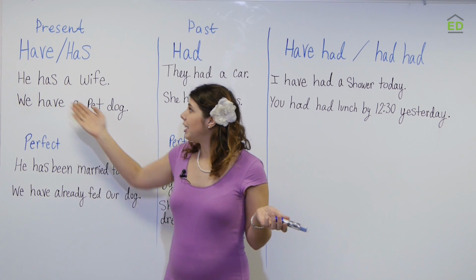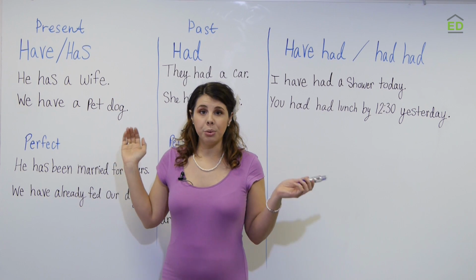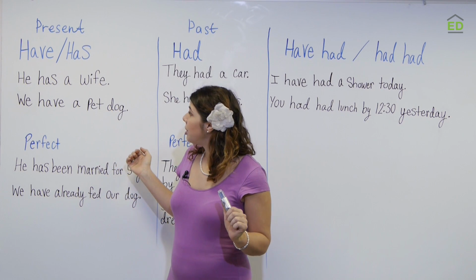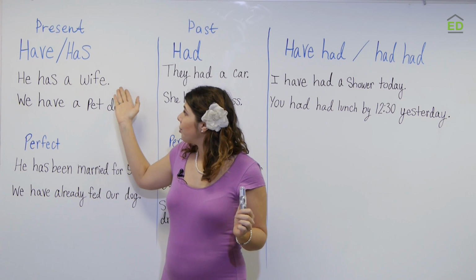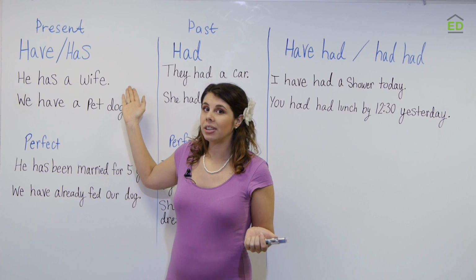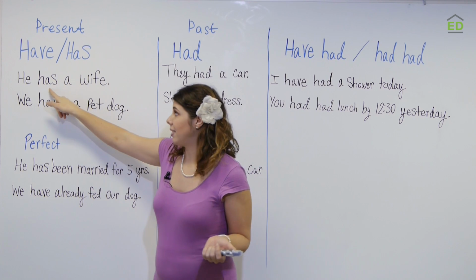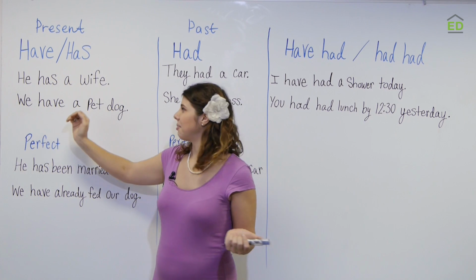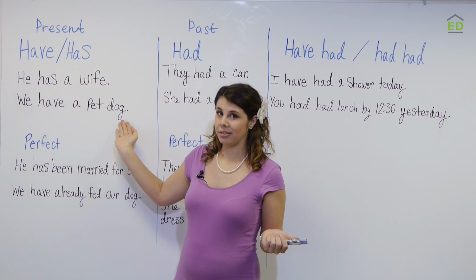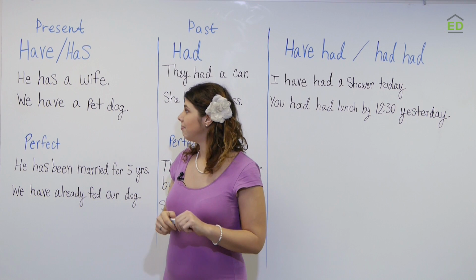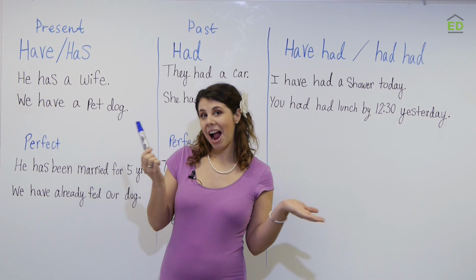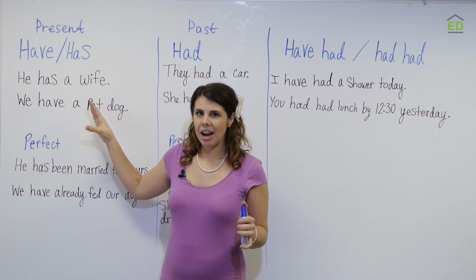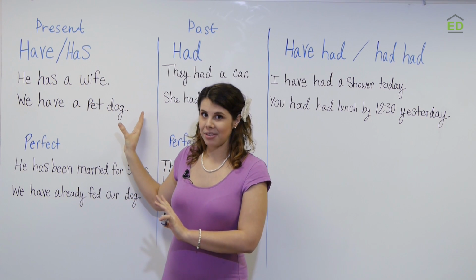So we have he has a wife. У него есть жена. Pretty simple. This is only for he, she, and it, has. The rest are have. So now let's look. We have a pet dog. I have a marker. So this kind of shows you the meaning of that. I think this is the easiest part.